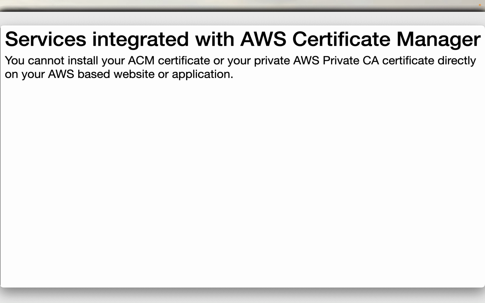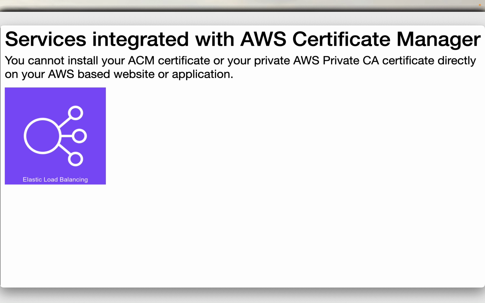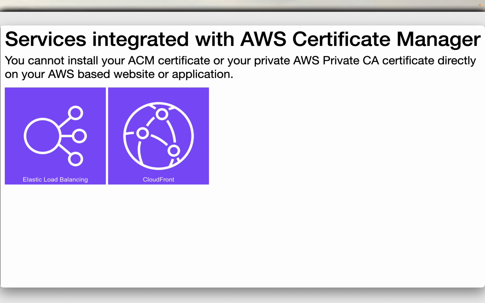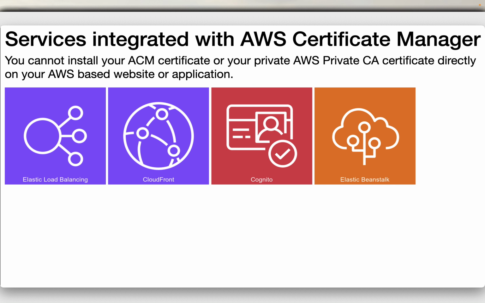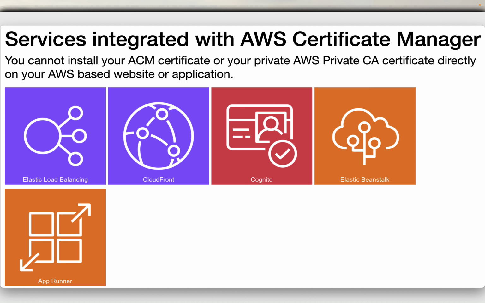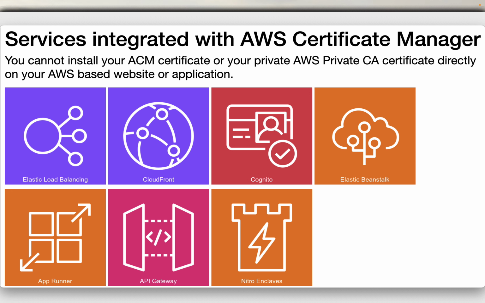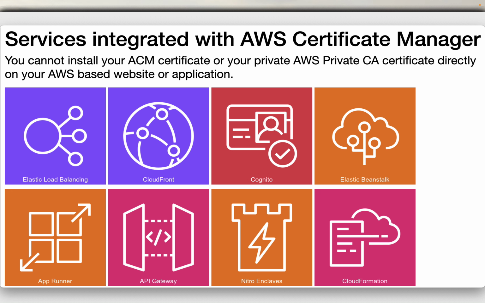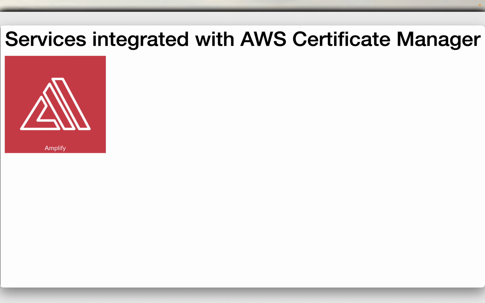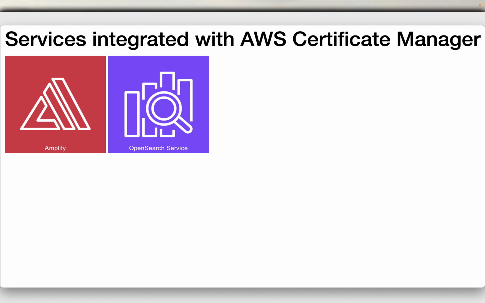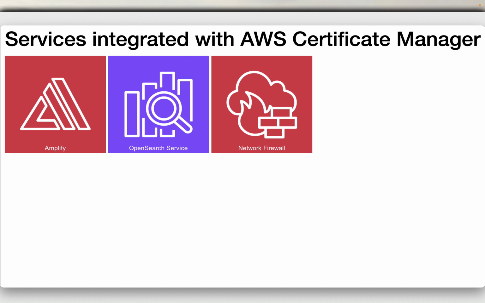So let's see the services which are integrated. This one is obvious: Elastic Load Balancer, load balancing, Amazon CloudFront, Amazon Cognito, AWS Elastic Beanstalk, AWS App Runner, Amazon API Gateway, AWS Nitro Enclaves, AWS CloudFormation, AWS Amplify, Amazon OpenSearch Service, and AWS Network Firewall.